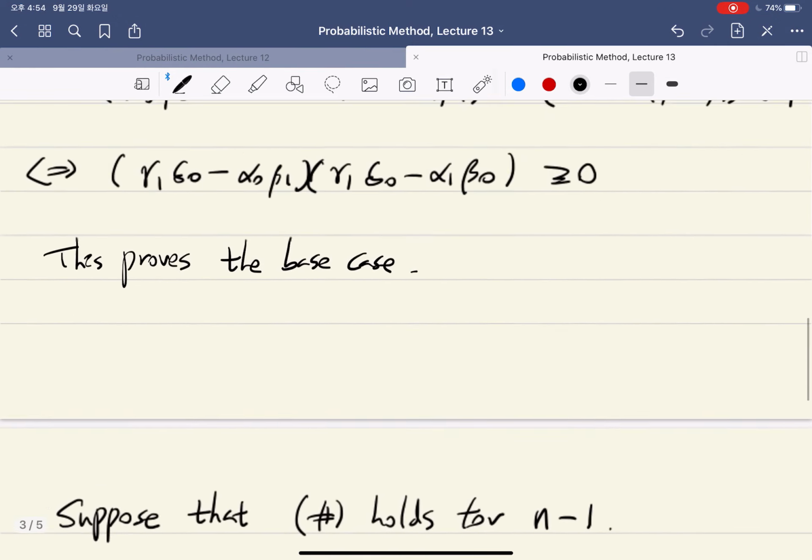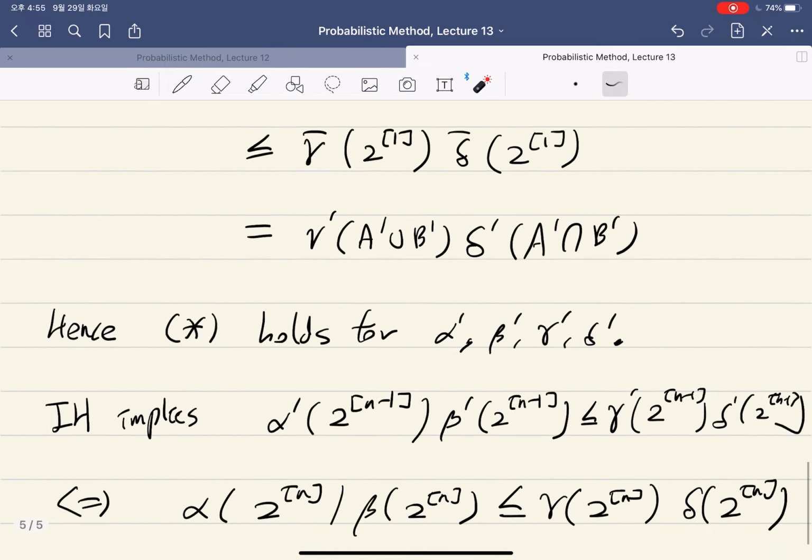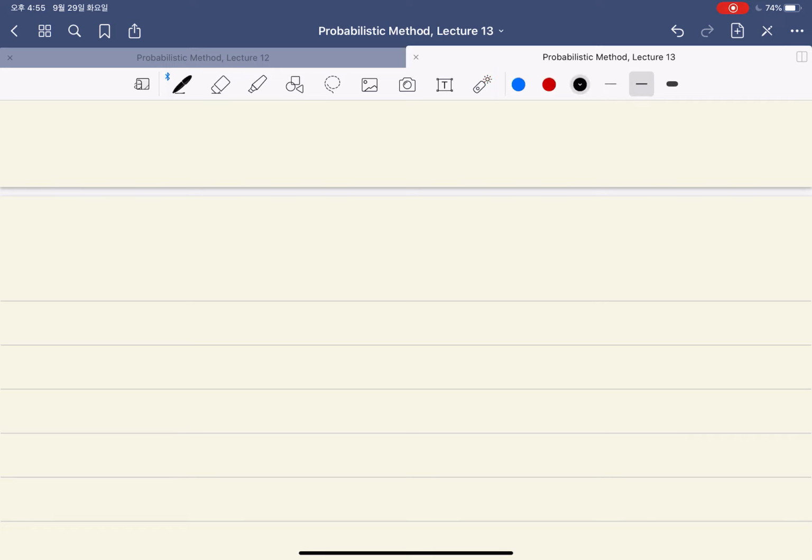So we have proved this four function theorem, and it's about this structure, subsets of bracket n. But we can actually prove the same theorem on a more general structure than just the subsets of bracket n. So in the next video we will briefly explain that and then derive the FKG inequality from this theorem.